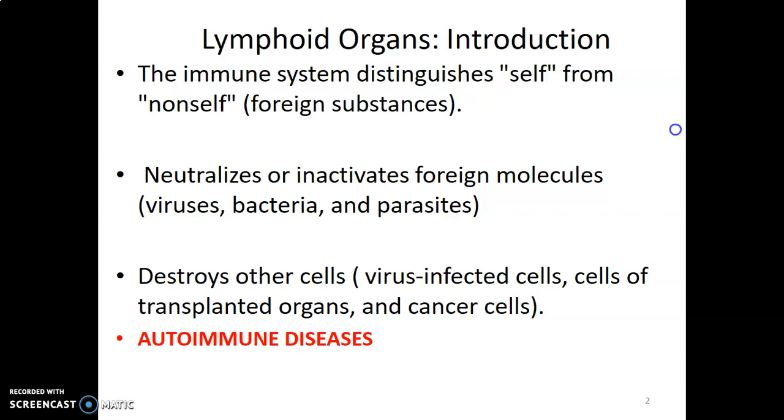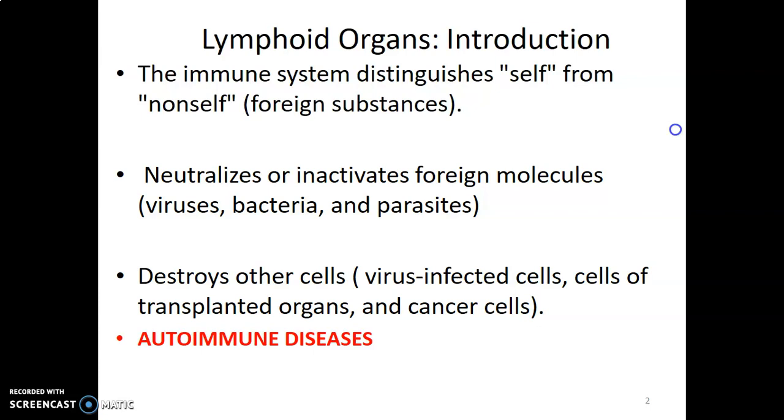So, the immune system is a system that plays a role of distinguishing self from non-self, or self from foreign substances. It's able to neutralize or inactivate foreign molecules, and this includes microbes such as viruses, bacteria, parasites, and the immune tissue also destroys other cells such as virally infected cells or cancer cells.